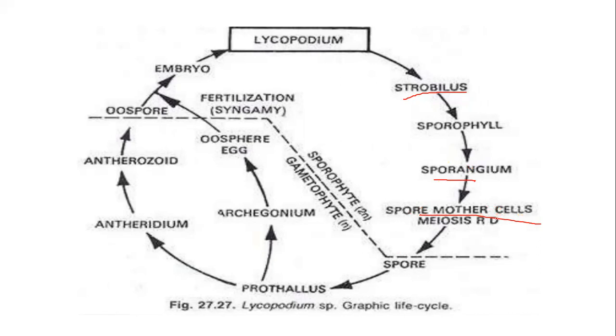Now, these cells undergo reduction division and are going to produce a tetrad. Each spore mother cell will develop and produce four spores, which we call the tetrad spores. Now these spores will develop into the next generation, which is called the gametophyte or the prothallus. So the germination, I just told you. So this is a prothallus structure, the gametophyte.